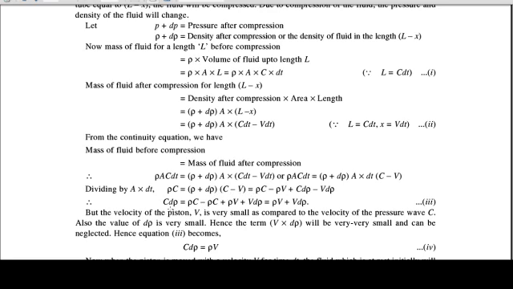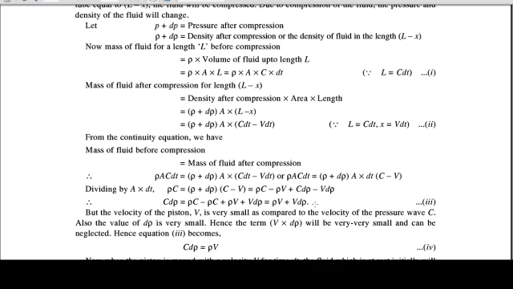Okay, so we will get C into d rho is equal to rho C minus rho C plus rho V plus V into d rho. So it must be equal to rho V plus V d rho. Okay, so this is our third equation.